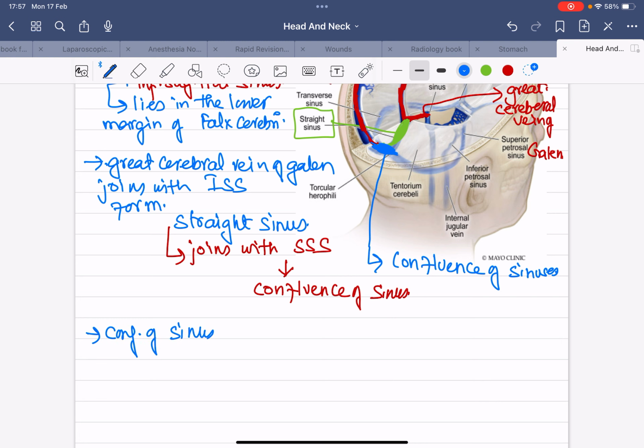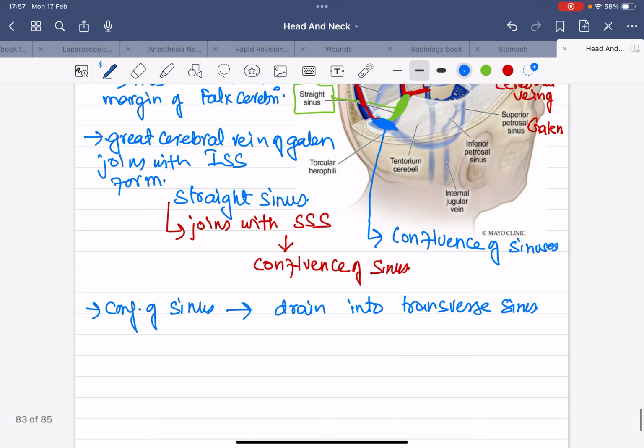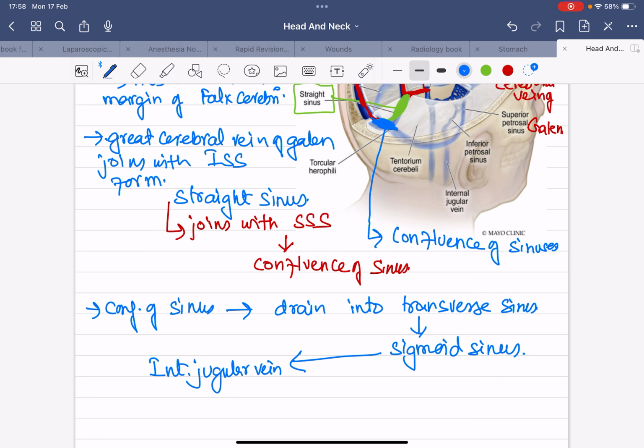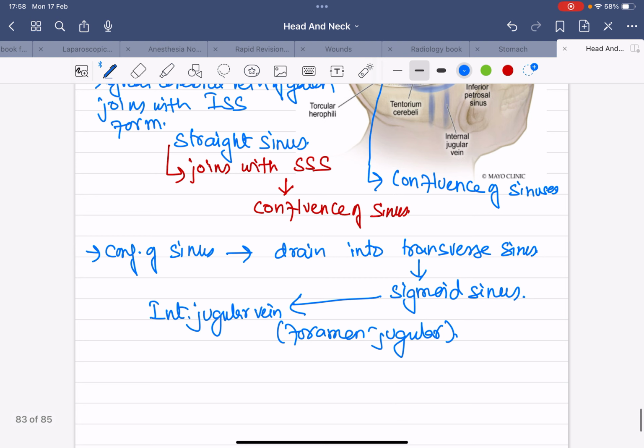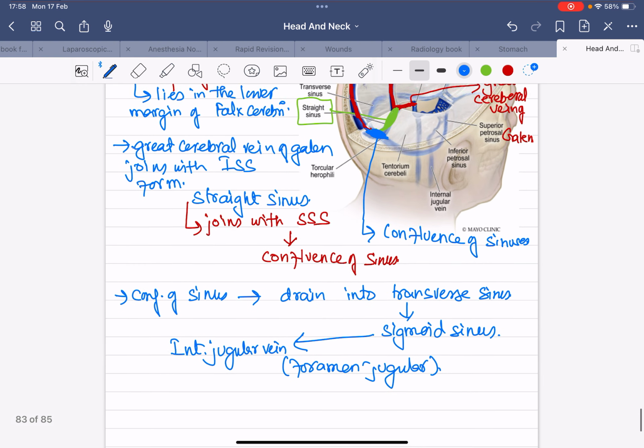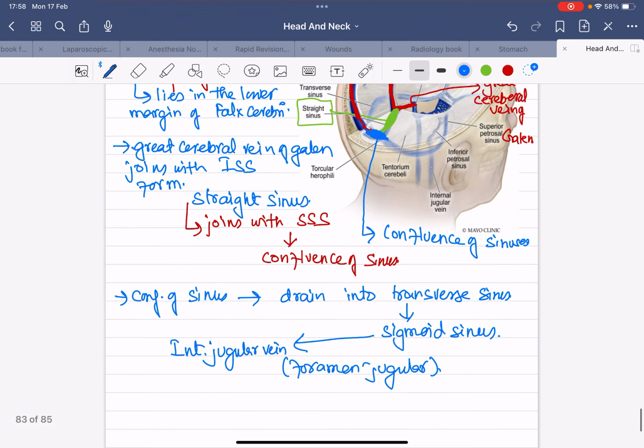Now please remember, the confluence of the sinuses drains into the transverse sinus on both sides. I will show you in the next picture. The transverse sinus will continue as the sigmoid sinus, and the sigmoid sinus will continue as your internal jugular vein, and it passes through the jugular foramen and enters into the neck region. So this is how the dural venous sinuses drain.